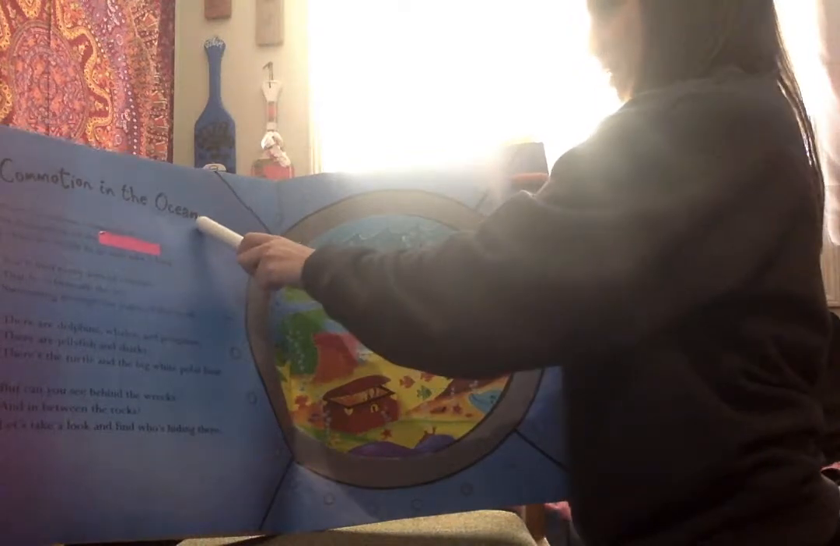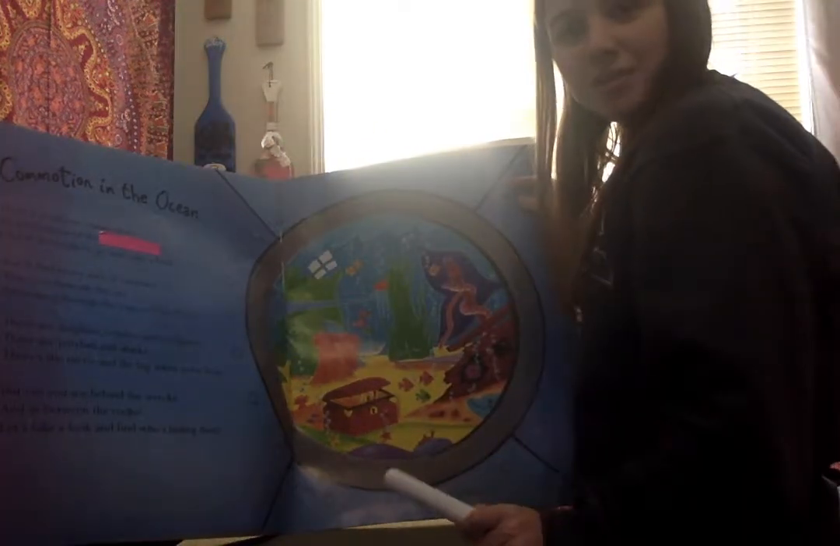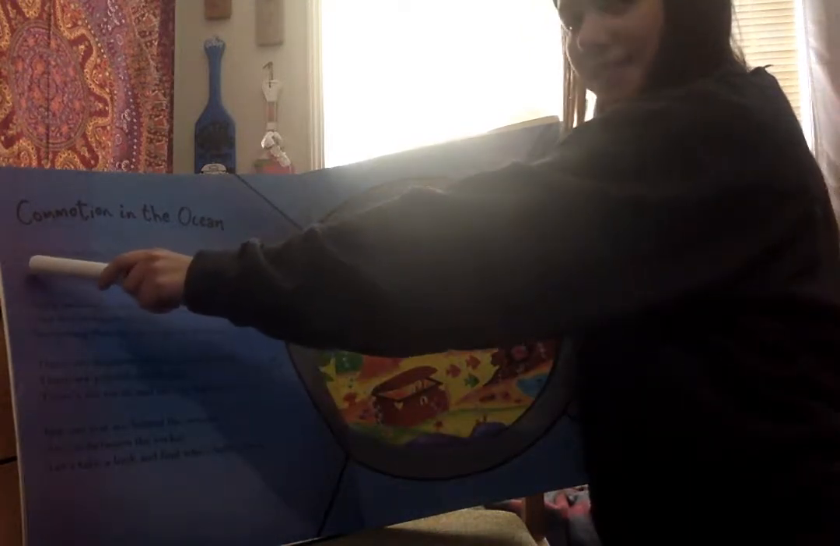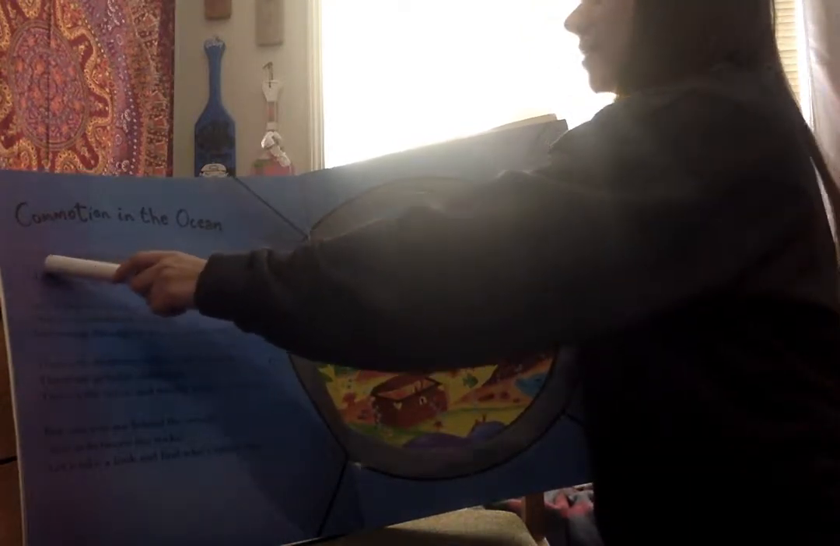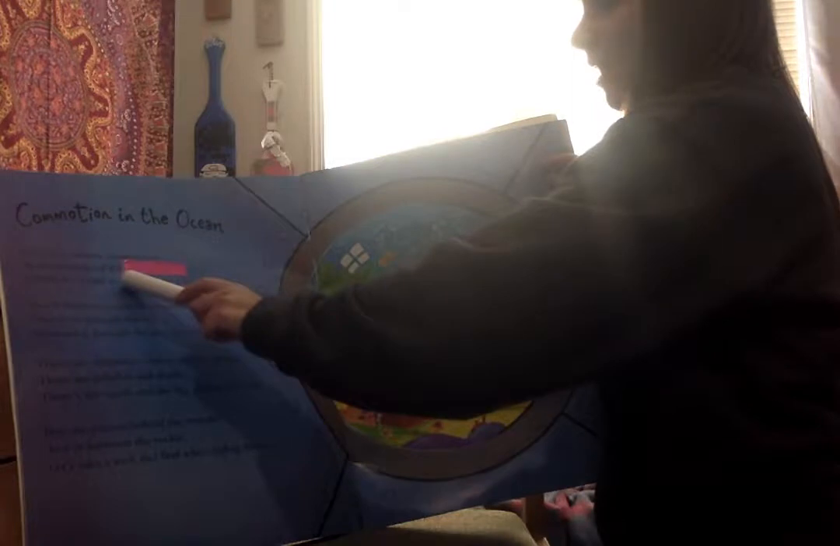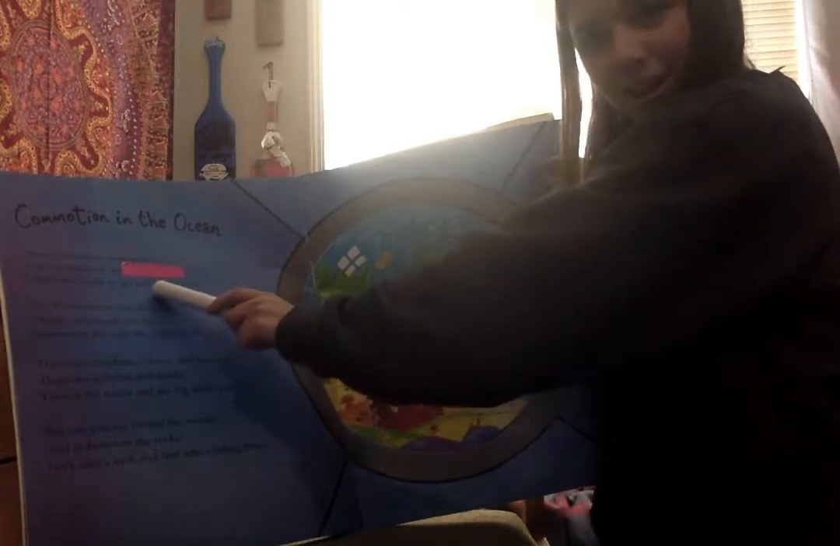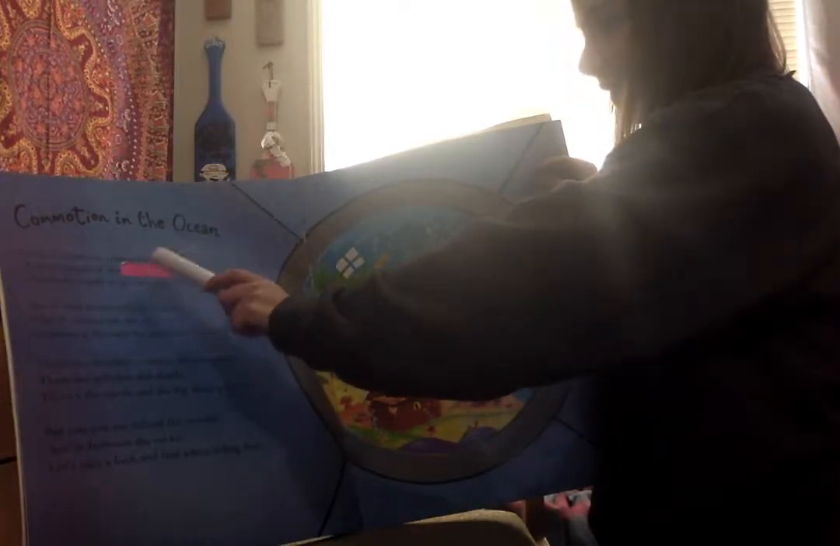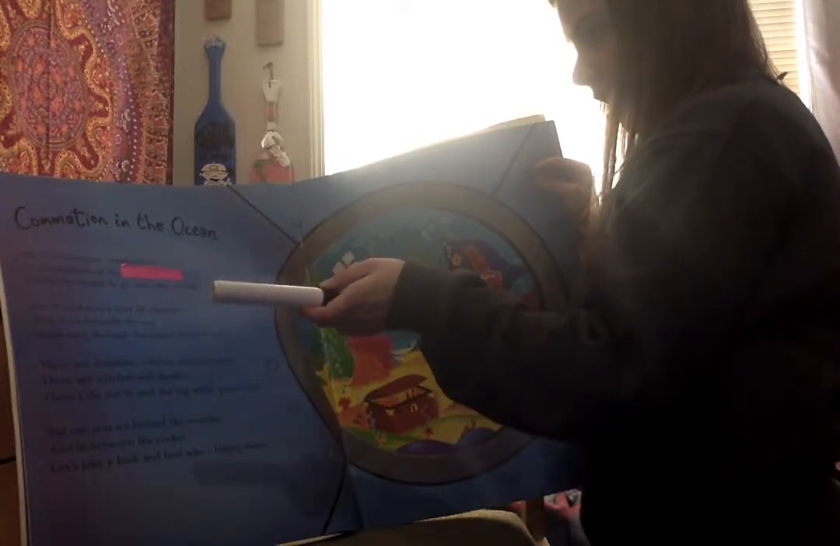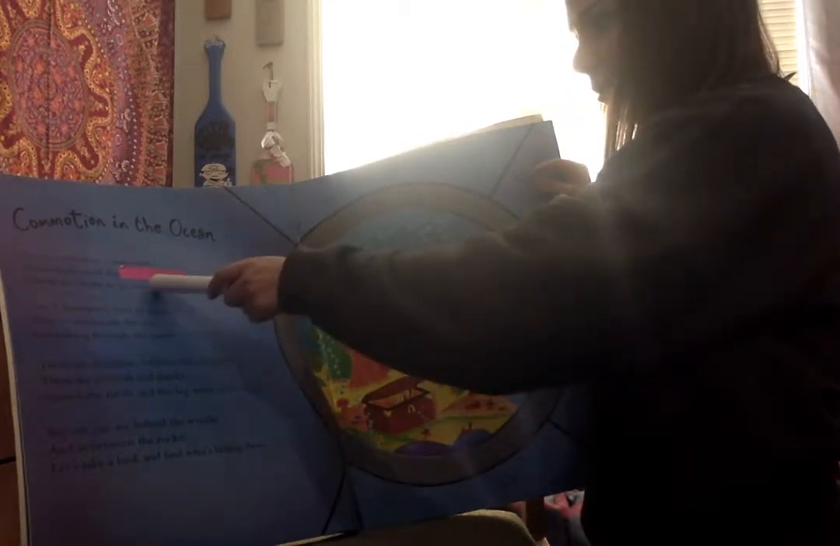Commotion in the Ocean. Now where do I start? Can someone show me where I start reading? Yeah, that's right, where it says there's. Good job. There's a curious commotion at the bottom of the... Alright, I already covered up a word right here, so we're going to try and figure out what this word is. So already based on what you read, and based on the title, what do you think the word is?